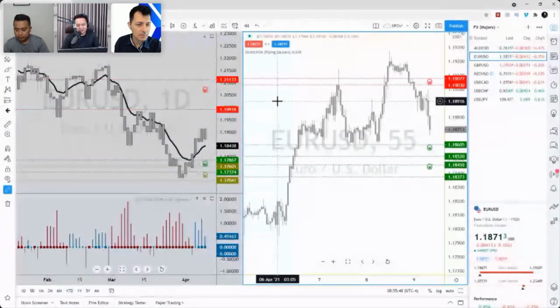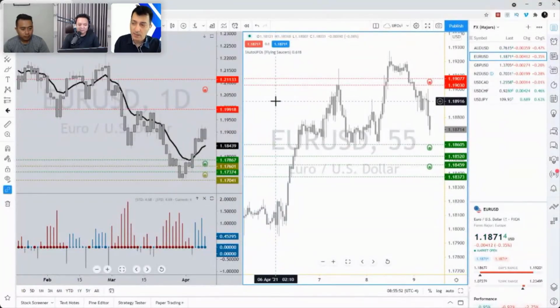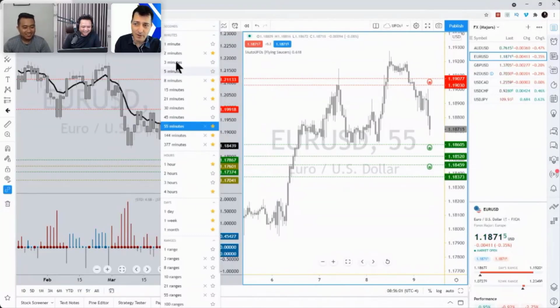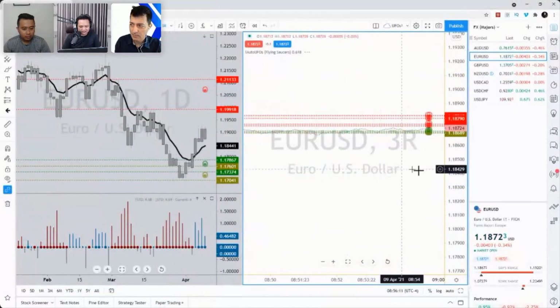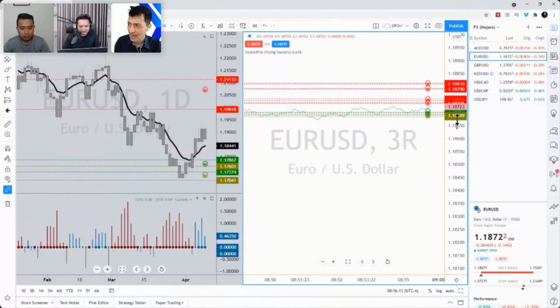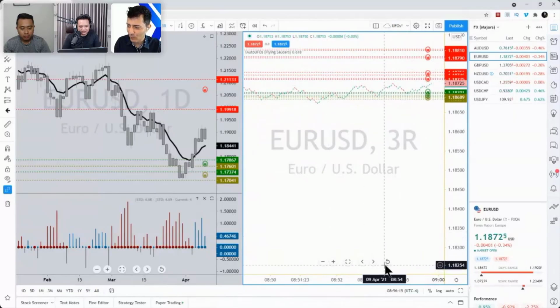Or maybe another suggestion, you can use futures for your scalping if you want to go very low time frame. And here is another suggestion. One more, just for fun, okay? Instead of using time frames based on time, what you could do is use time frames based on ranges. So maybe if you use, let's say for example, a 3-range time frame, okay. So now, and look how crazy this could be, right?